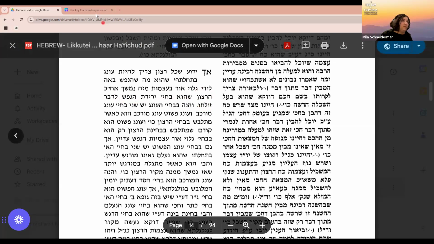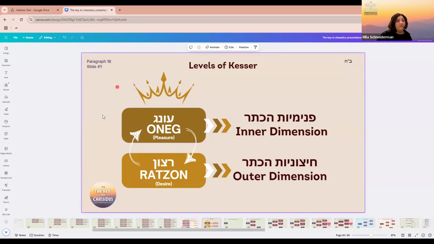And if you remember, we had this diagram right here, okay, where we see this beautiful oneg, and that's called pnimius haKeser. This is the internal dimension of the Keser. And then we have ratzon, which is a desire, and that's chitzonius haKeser. This is the outer dimension of the Keser. And they are like an igul. They are like a circle. First we see ratzon, sometimes we see oneg, and so on and so forth.